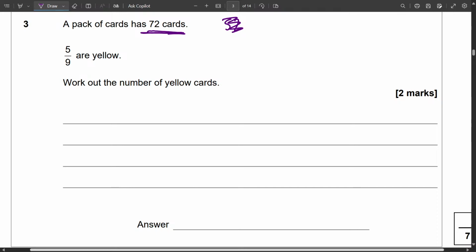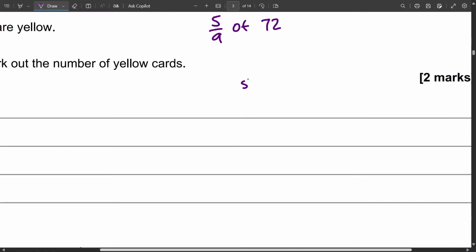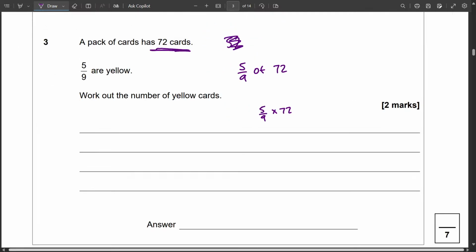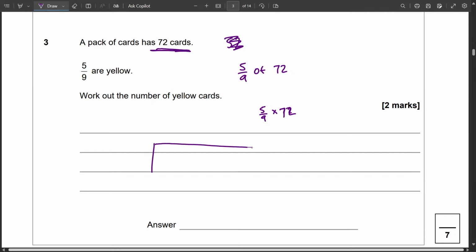Remember, this is a non-calculator paper that you're going to be sitting tomorrow, so you need to look at it that way. We're saying 5/9 of the cards are yellow. All I'm doing is working out 5/9 of 72, so I need to do 5/9 multiplied by 72. You get 1 mark even if you just write that down. 5/9 of 72.